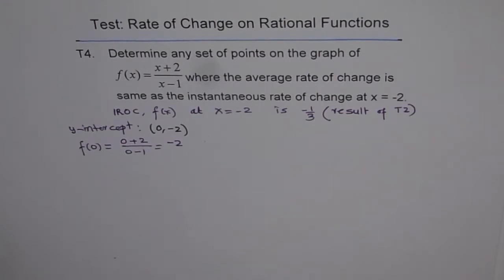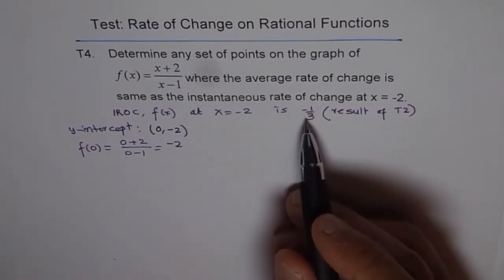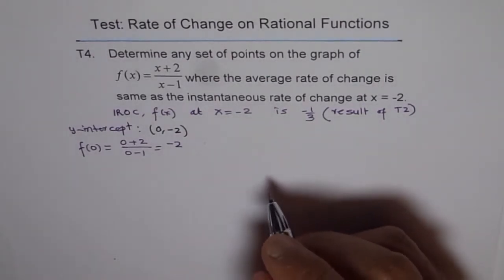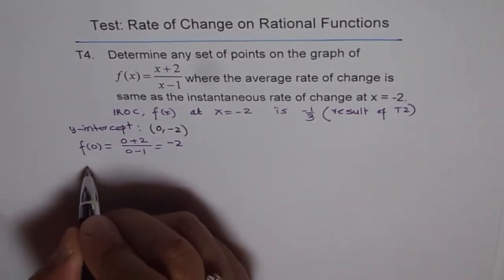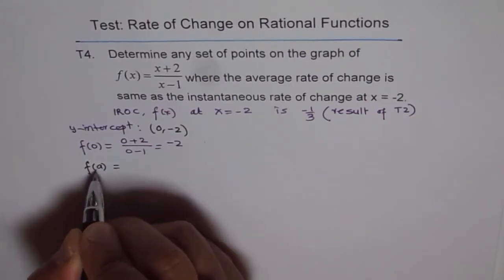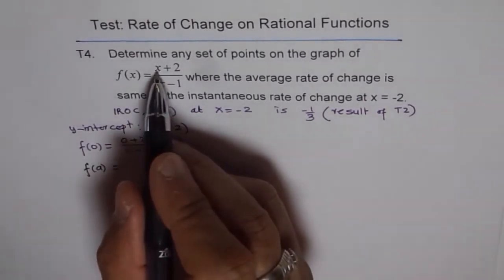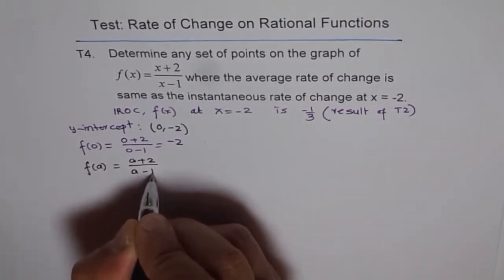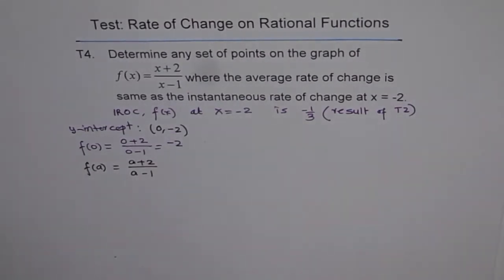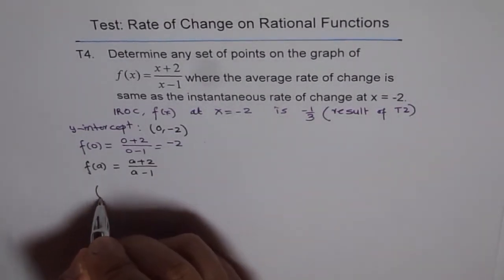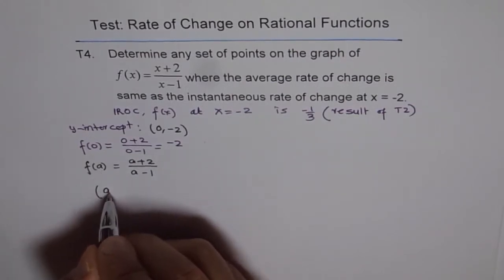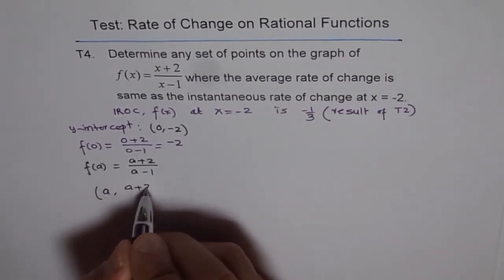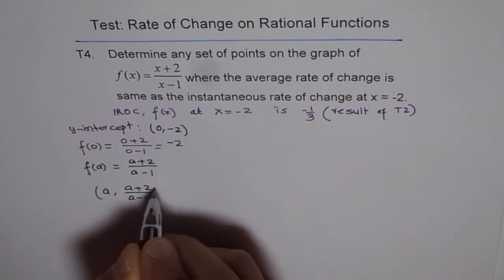Now the question is, one point we know. What is the other point with which we can get an average rate of change of -1/3? The other point, which we don't know. So let that point be A. So at that point the y value is going to be, I'll replace x with A, so (A + 2)/(A - 1). So the A value is the x value and the y value is (A + 2)/(A - 1).